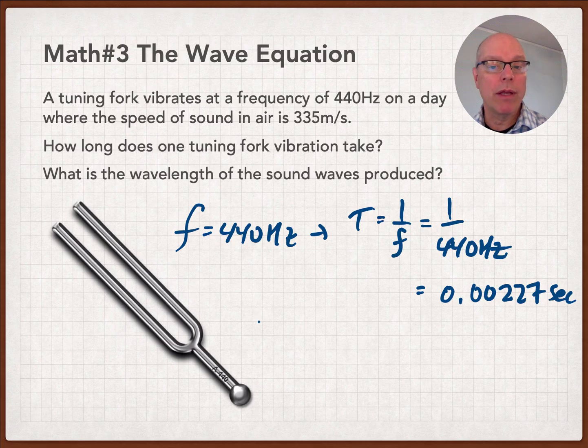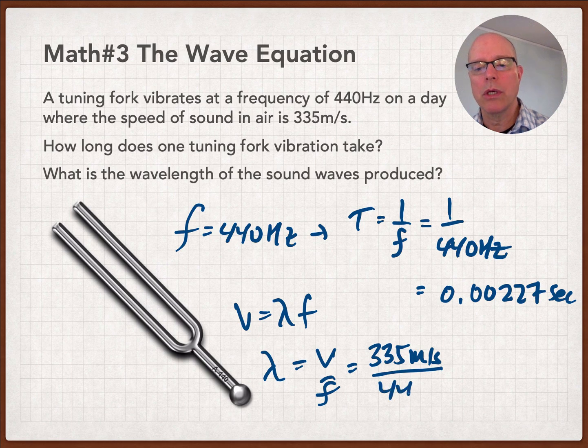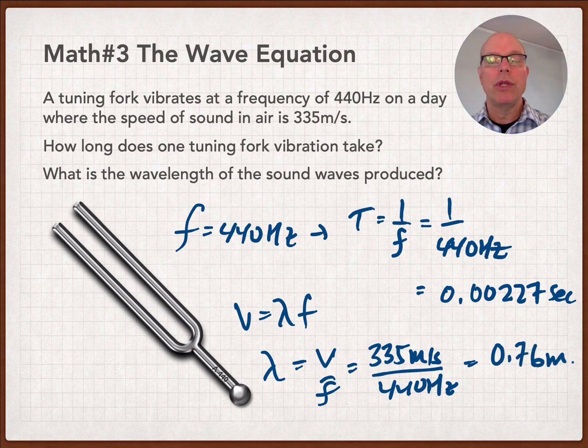Finally, what's the wavelength of the sound waves? We just take our V equals wavelength times frequency formula and solve that for wavelength. So V over F is just going to be 335 meters per second over 440 hertz, the frequency. And that should work out for us. So we're going to get 0.76 meters. So the distance in the room between those pushes on the air is going to be around 3/4 of a meter. Okay, so those are the basics.